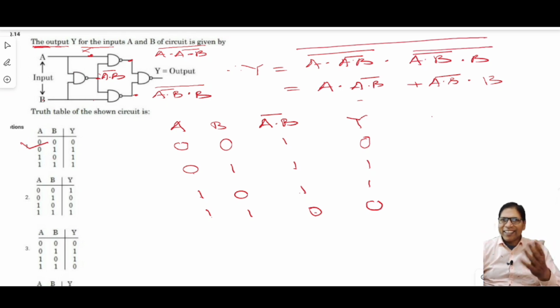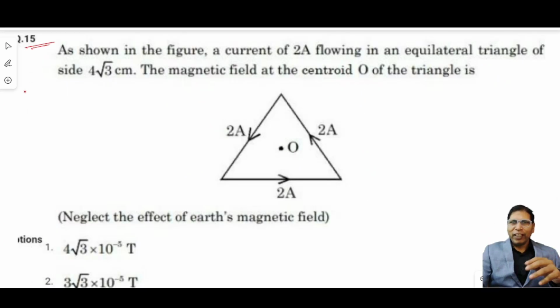Okay, next this question number 15. Look at this, as shown in the figure, a current of 2 ampere flowing in an equilateral triangle of side 4 root 3 centimeter. The magnetic field at the centroid O of the triangle.